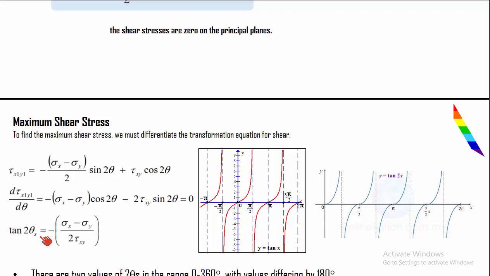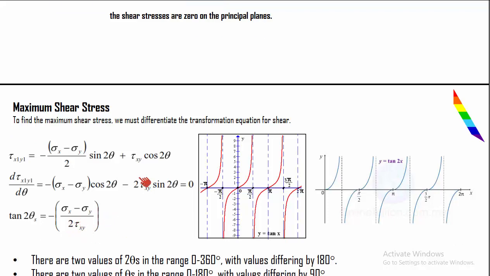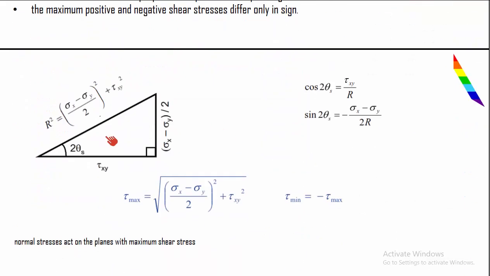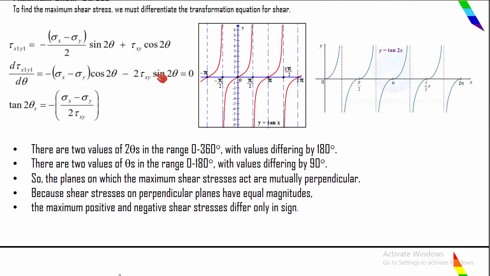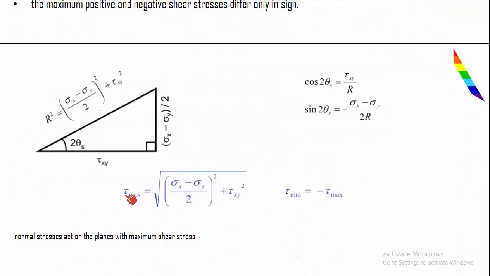There you are going to get the value of tan 2 theta s as sigma x minus sigma y by 2 tau xy. So in a similar manner, we can define the triangle, find cos 2 theta s and sin 2 theta s, and substitute these two values in the general expression, and you are going to get the value of tau max equal to root of sigma x minus sigma y by 2 the whole square plus tau xy square.